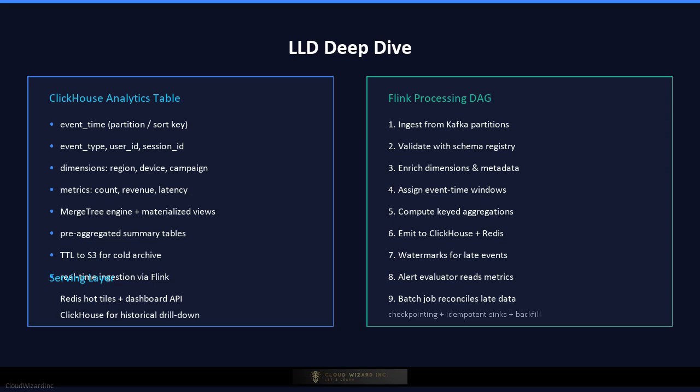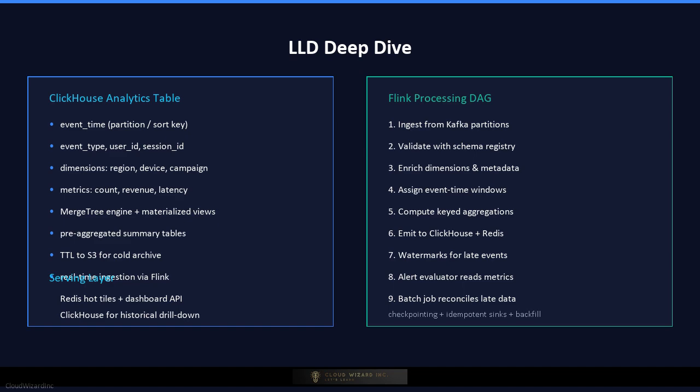Now the low-level design deep dive. Kafka topics are partitioned by event type and region, and a schema registry enforces compatibility. Flink jobs consume from Kafka, deserialize events, perform enrichment and validation, assign windows, and compute aggregates. Checkpointing and savepoints provide fault tolerance and exactly-once semantics.